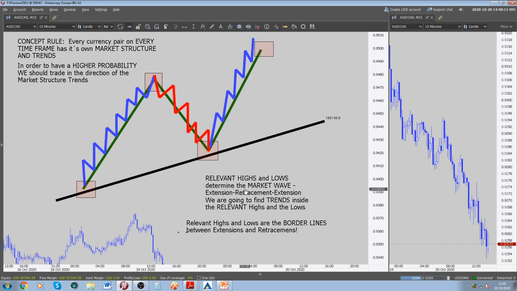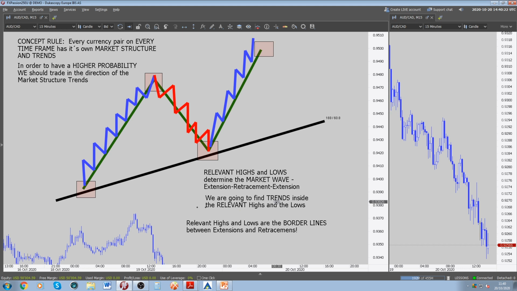So relevant highs and lows determine the market wave, which is extension, retracement, extension. We are going to find trends inside the relevant highs and lows. So from the low to the high, the market's making higher highs, higher lows, higher highs, higher lows. From the high to the low, the market's making lower lows, lower highs, lower lows, lower highs. And from the low to the high again, higher highs, higher lows. And relevant highs and lows are borderlines between extensions and retracements.